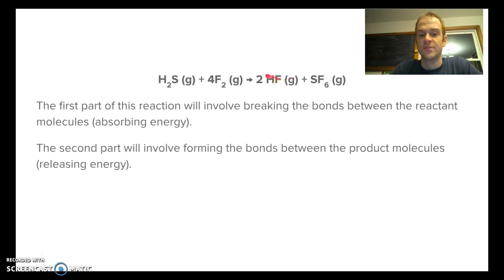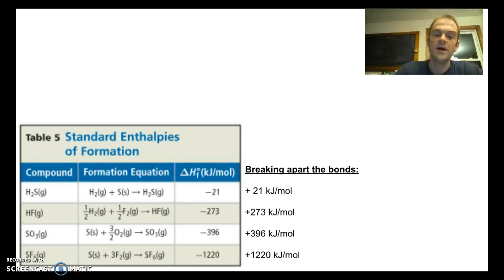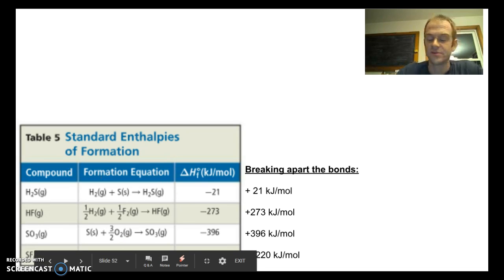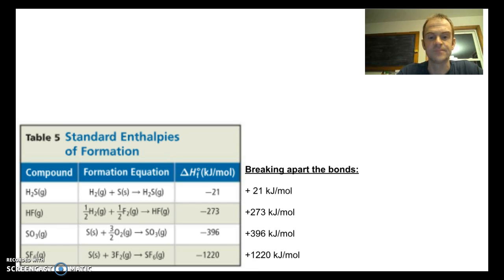So now I'm going to combine hydrogen and fluorine. And when I do that, there's a certain amount of energy that gets released. And when I combine sulfur and 6 fluorine together, there's a certain amount of energy that gets released. Okay, so if I know those amounts of energy, I can figure out the change in enthalpy for the entire reaction. And we can do that if we have a chart like this, which will be given. There's one in our textbook we'll see in just a second.